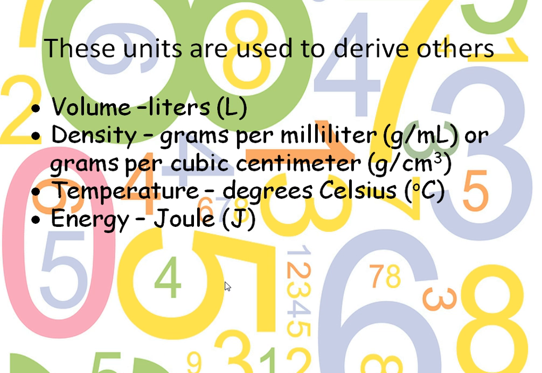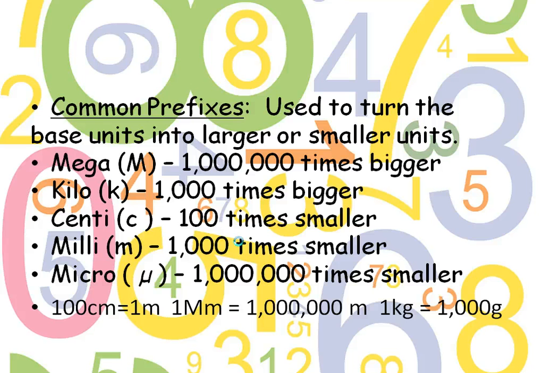These units can be used to derive other units like liters for volume, grams per milliliter, or grams per centimeter cube for density, degrees Celsius for temperature, and the joule for energy. Now, these units are pretty big. You can't measure the head of a pin with a meter stick or the mass of a fly with a kilogram. So we have prefixes to turn large units into smaller ones or into larger ones, something we can use to measure something bigger.